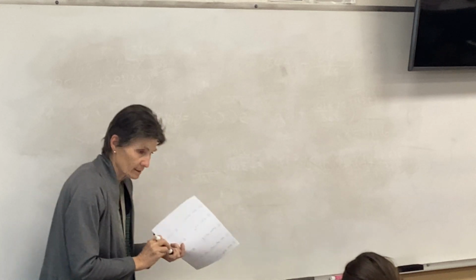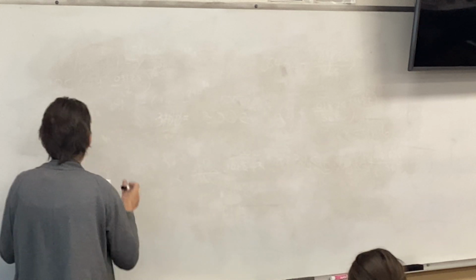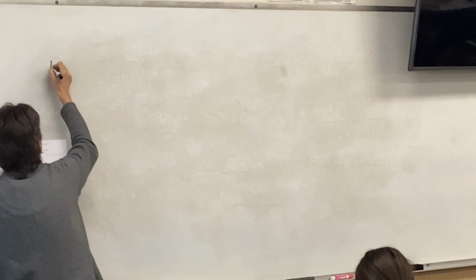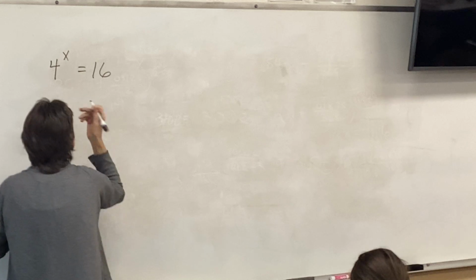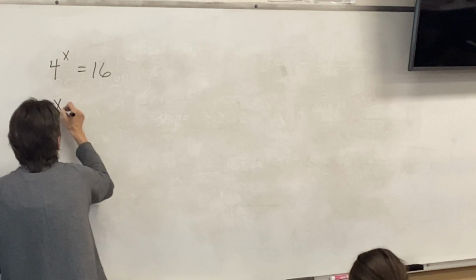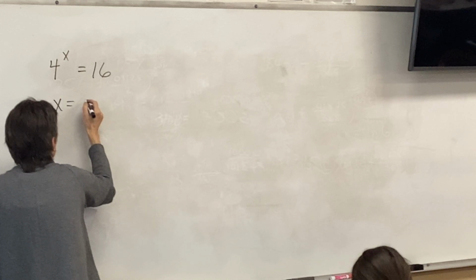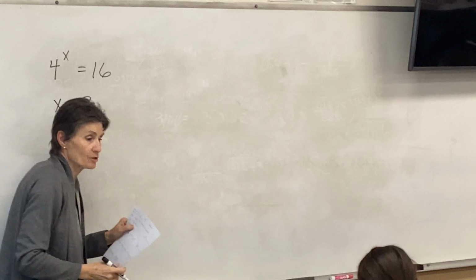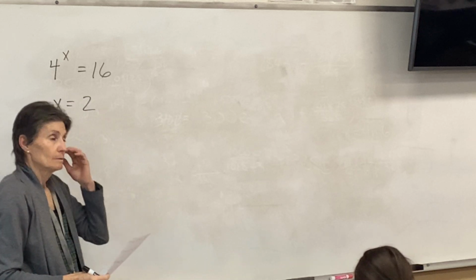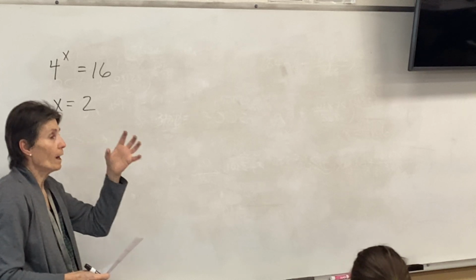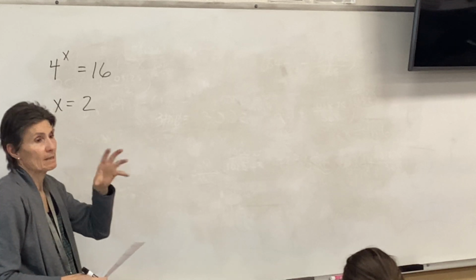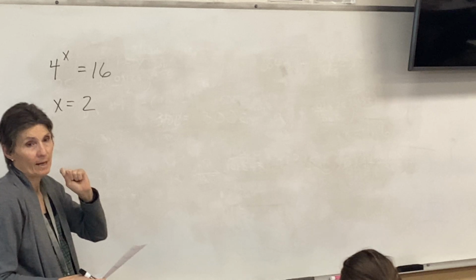Chloe's already got it done. Chloe, what did you do for number 1? I looped it, so I ended up with 4 to the x equals 16, and 4 to the second would be 16. So x is 2. Is that all right with everybody? When you see one logarithm, please think about loop-de-looing, okay, in an equation.